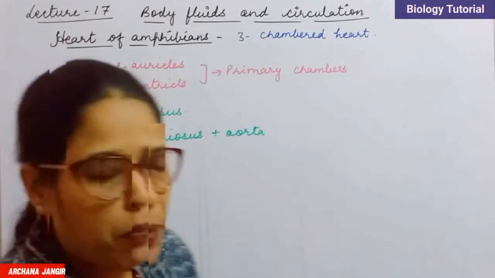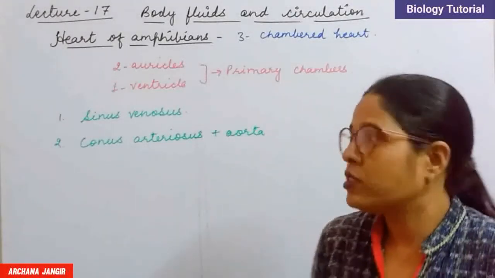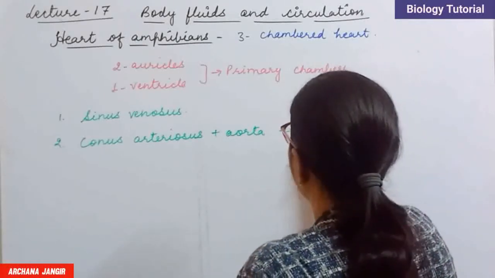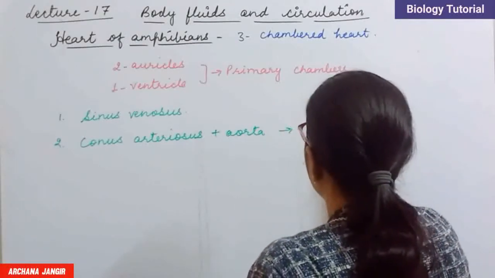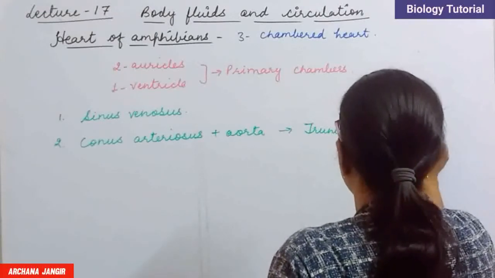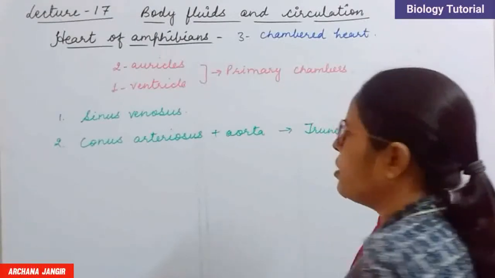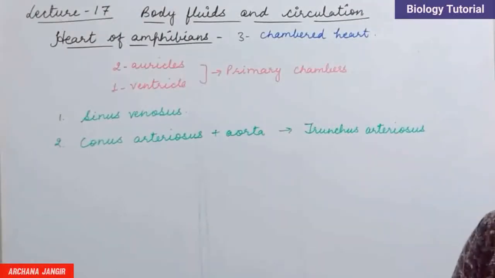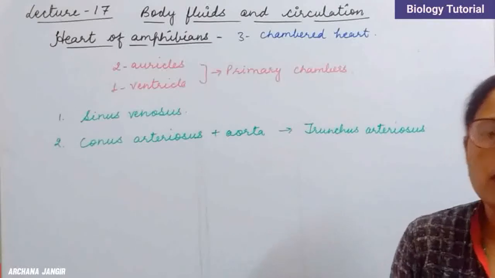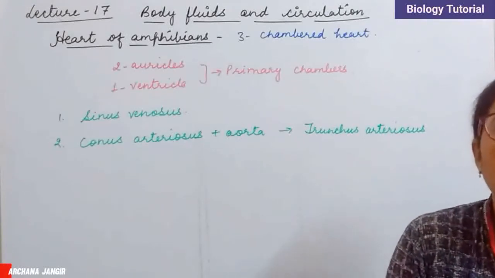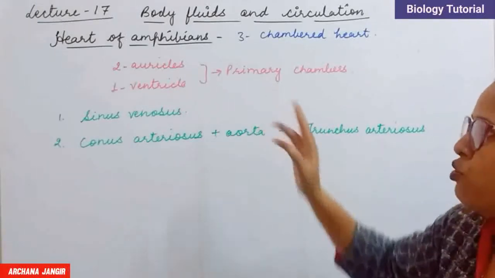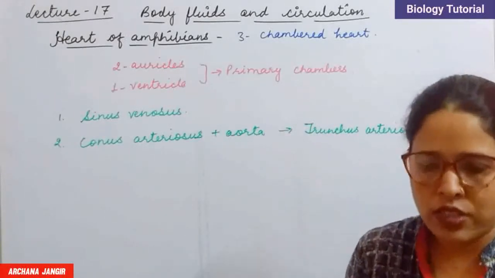Clear? What will happen here? Conus arteriosus merges with the aorta and it forms truncus arteriosus. So here is the second chamber, which is called truncus arteriosus. So sinus venosus and truncus arteriosus, both of these are the accessory chambers in the heart of amphibians, and 2 auricles and 1 ventricle are there.